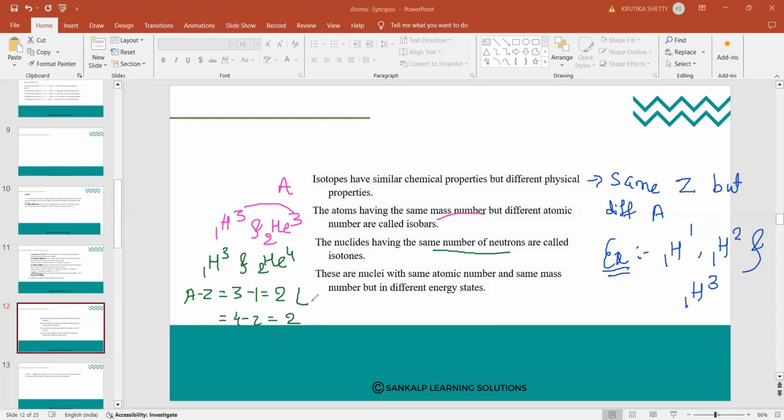Here you have the same number of neutrons, that is 2 and 2. These are called isotones. But what will be the same? The neutron number will be the same, but the atomic number will be different.